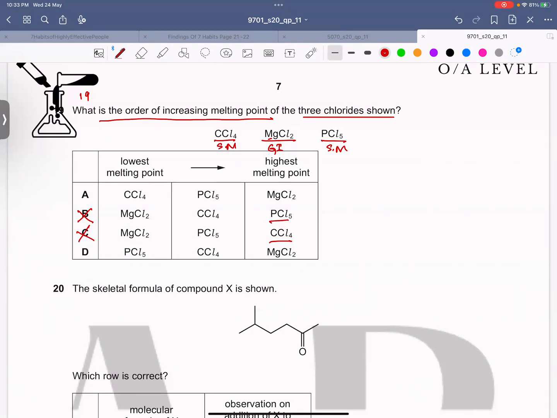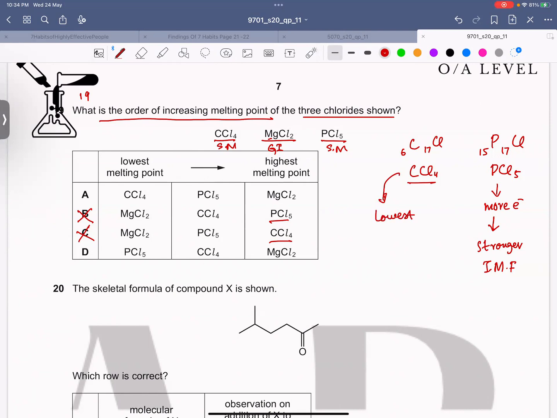Now we have to figure out, among CCl4 and PCl5, which one has the greater melting point and which has the lower. The atomic number of carbon is 6 and of chlorine is 17. The atomic number of phosphorus is 15 and of chlorine is 17. As it is PCl5 and CCl4, there are more protons and electrons in it, which means it has stronger intermolecular forces, so CCl4 has the lowest melting point. So D goes wrong and we are left with statement A. So statement A is correct. Is this clear to everyone? Yes, sir.